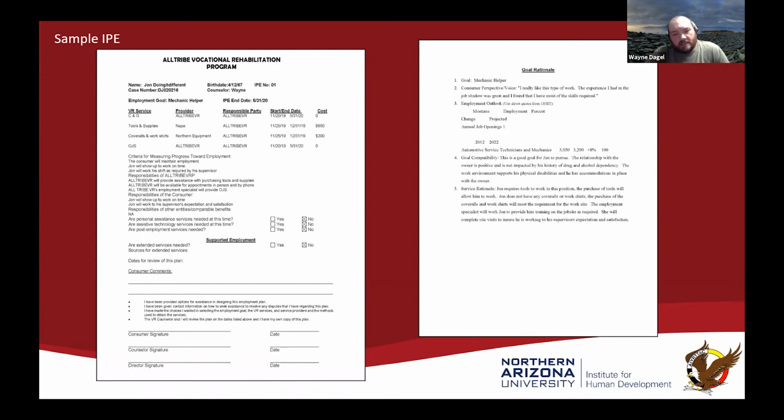Then we have statements. I have been provided options for assistance. I have been given consent or contact information. I have made the choice I wanted. And I've been provided a copy of the plan. So these are all requirements in developing an IPE. We have to show that we've given the individual opportunities for all of these items to be provided to them.